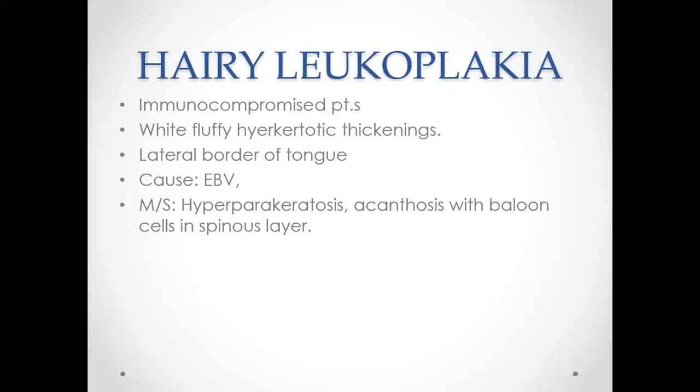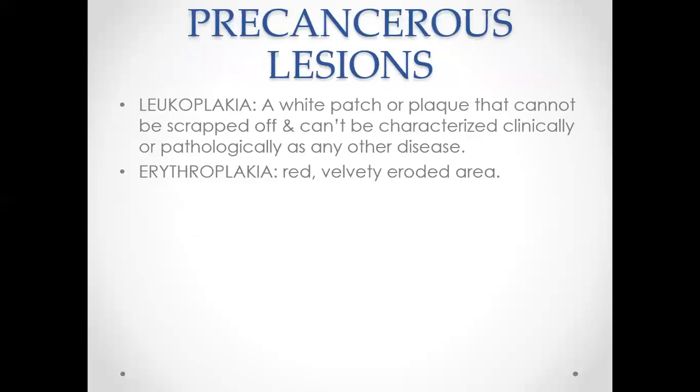Then there are certain precancerous lesions of the oral cavity which predispose to the development of carcinoma of the oral cavity. And hairy leukoplakia and erythroplakia, they are two precancerous lesions. Leukoplakia is defined as a white, fluffy, hyperkeratotic thickening, and that cannot be scraped off and cannot be characterized clinically or pathologically as any other disease, that is leukoplakia. So the definition of leukoplakia is a white patch or plaque that cannot be scraped off and cannot be characterized clinically or pathologically as any other disease.